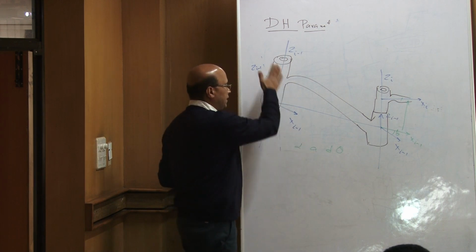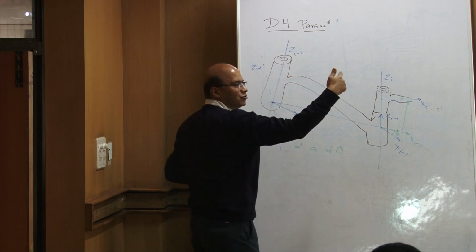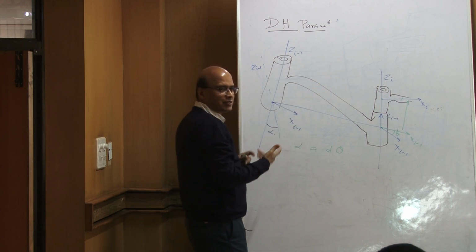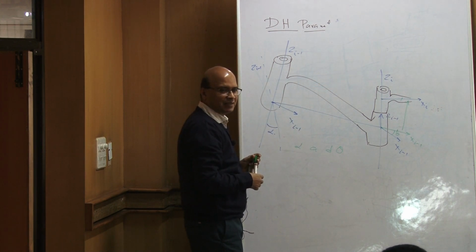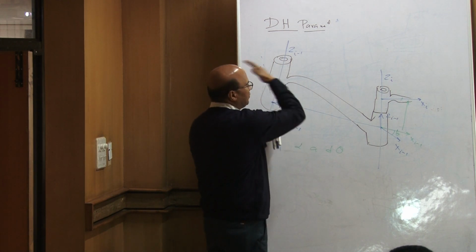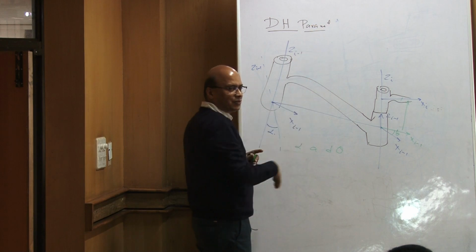So for example, if it is planar and the z's are all pointing out, then your x is automatically the shortest distance between z's, right? So this is a very general case where this axis is pointing in some direction, that is pointing in some other direction. Okay.